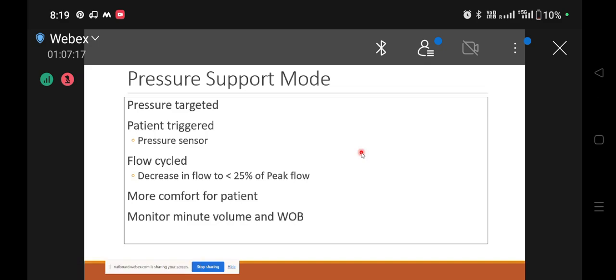Finally, pressure support, which is basically a mode which we use during the weaning phase. It is pressure targeted, patient triggered. The patient triggers himself or herself when to start the inspiration, but it is flow cycled. When the inspiratory flow decreases to less than 25%, the inspiration changes to expiration. It is more comfortable for the patient, and nowadays it is available combined with your SIMV modes to help decrease or minimize the work of breathing.